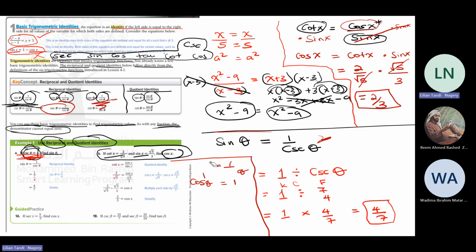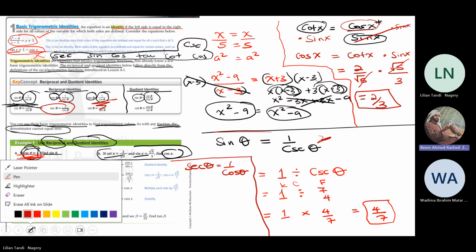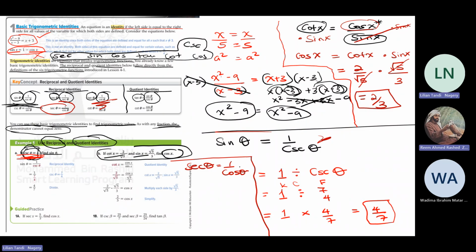Let's do it the way you want. I was just thinking you can see it clearly, but we will do it the way you want. Okay, so here you have secant theta equals 1 over cos theta. What did you say you want to do? Times cos both sides, okay. Then what will it be? It will be secant times cos equals 1. Yes, secant times cos equals 1.